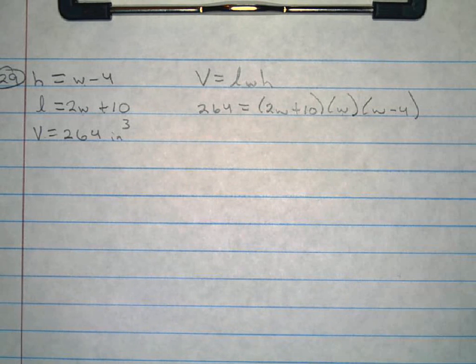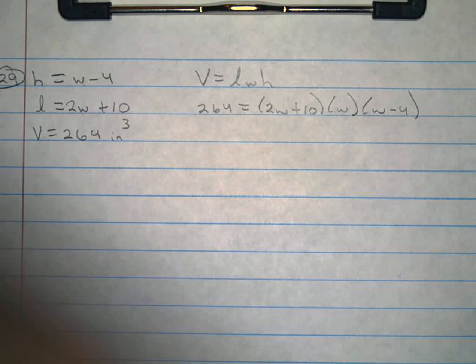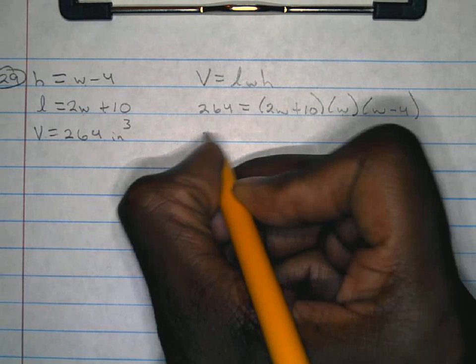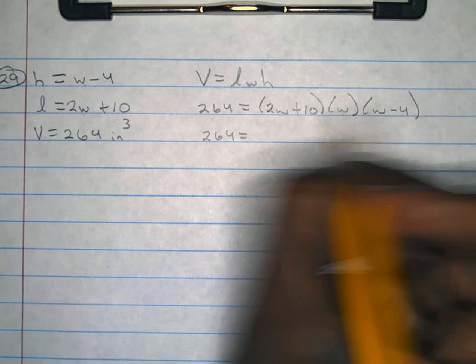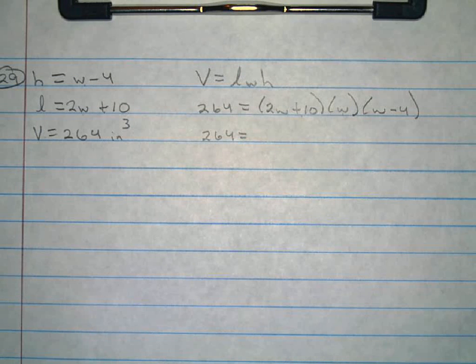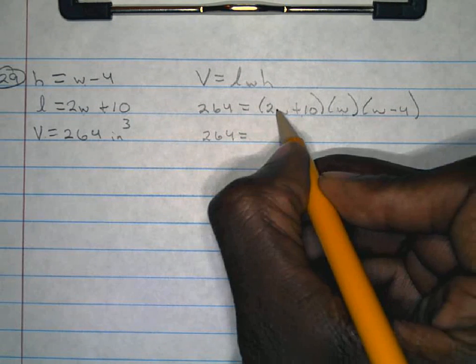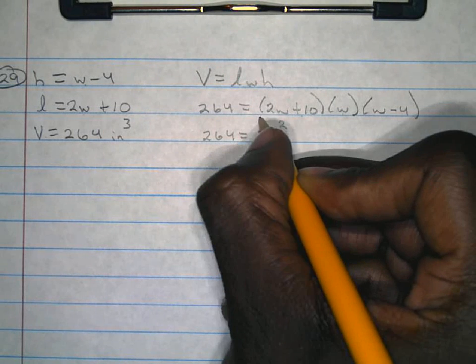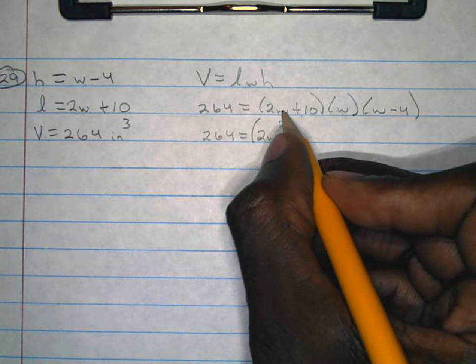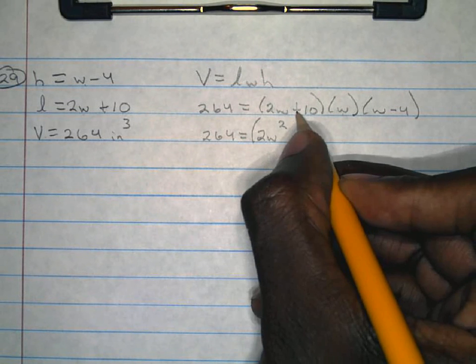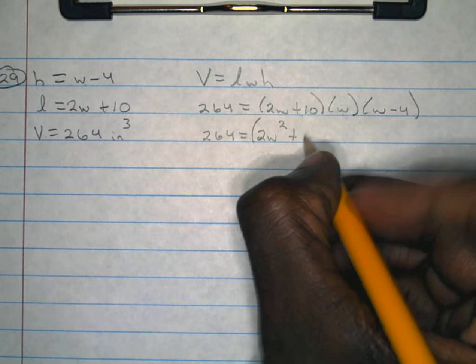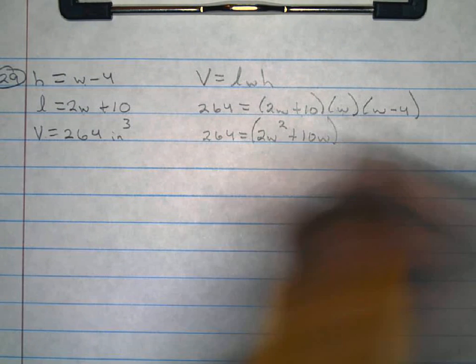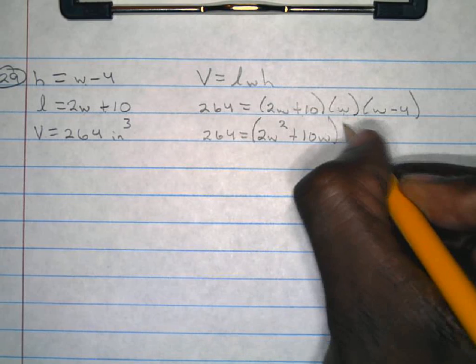Alright, now 264 equals, and it appears as though I should just be multiplying everything out, so I'm going to use the, you know it, distributive property, and just multiply everything to get everything together. 2w times w is 2w squared, keep my parentheses here, plus 10 times w, which is just 10w. Alright, first part done. What's missing? w minus 4. Gotta finish everything out. Okay?